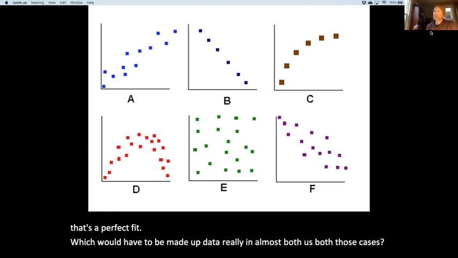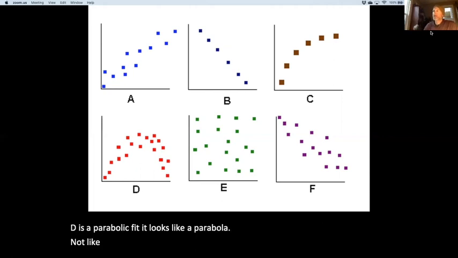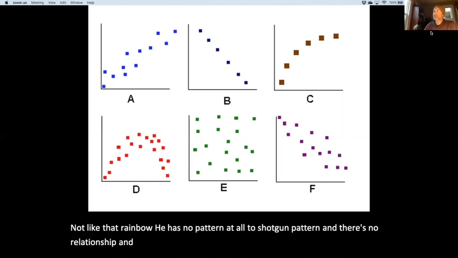D is a parabolic fit. It looks like a parabola, like a rainbow. E has no pattern at all. It's a shotgun pattern, and there's no relationship. And then finally, F has a negative trend with some noise.